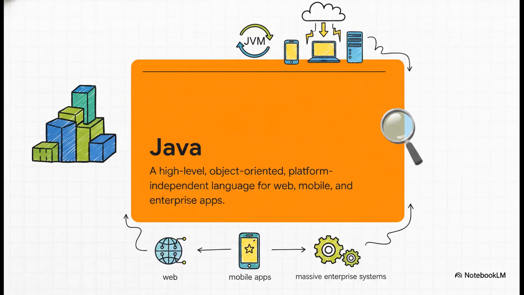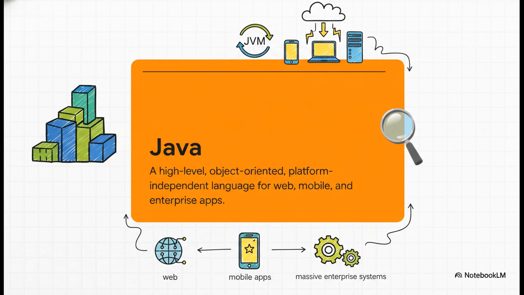Okay, here are the magic words you want to hit. Java is a high-level, object-oriented language. But the real showstopper, the thing you have to mention, is platform independent. What does that mean? It means you can write your code one time, and it'll run pretty much anywhere. A Windows PC, a Mac, a Linux server, you name it.